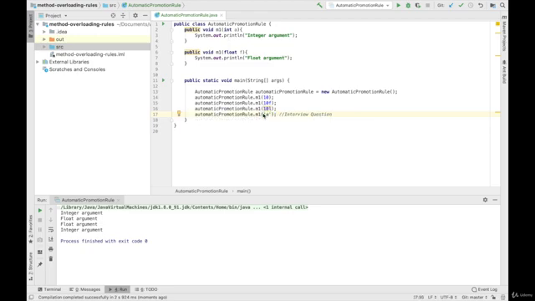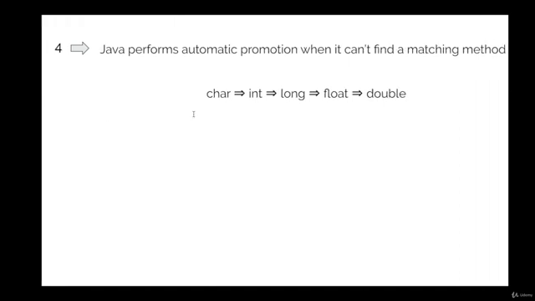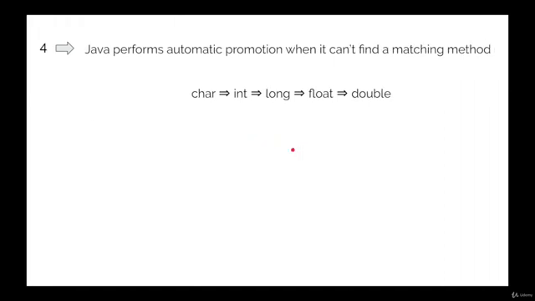So the next possible promotion for character is integer. You're supposed to keep this in mind, because my students have been repeatedly asked this question in interviews. This is also one type of automatic promotion that is possible in Java during overloading when there is no matching method found. So byte can be promoted to short, which can in turn be promoted to integer, long, float, and double.